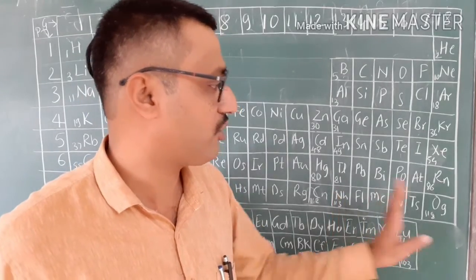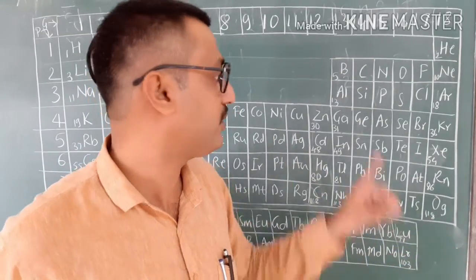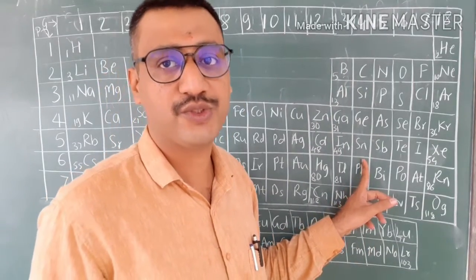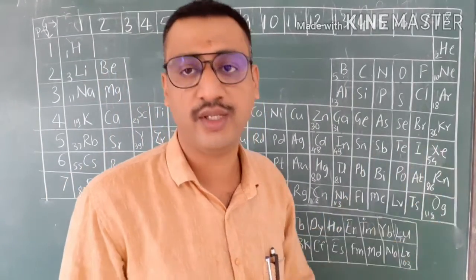The p subshell consists of 6 electrons. If the p subshell consists of 1 electron, it's a 13th group element. If the p subshell consists of 2 electrons, it's a 14th group element, and so on.